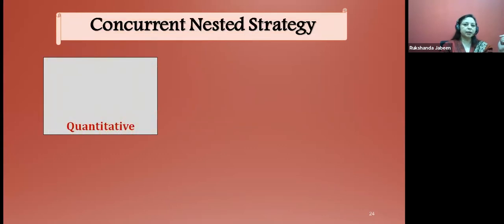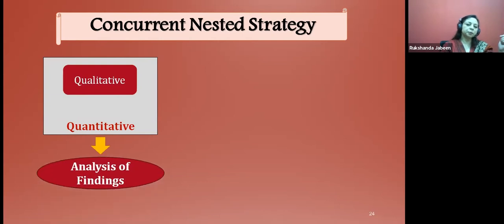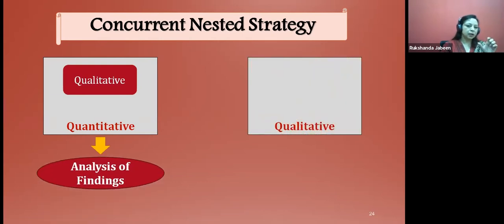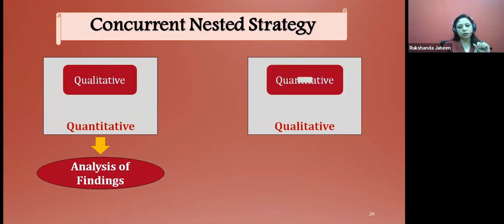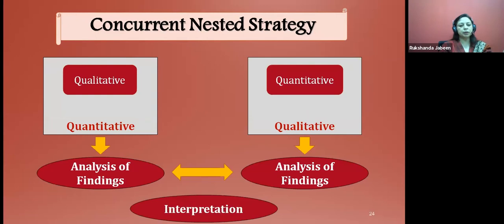Then comes the second concurrent design, the concurrent nested strategy. Here you can see quantitative embedded in qualitative. Qualitative takes a broader view, and quantitative just addresses a chunk. Then the analysis of findings is done. When you frame research questions, some questions guide your study to become quantitative, or even to develop hypotheses.